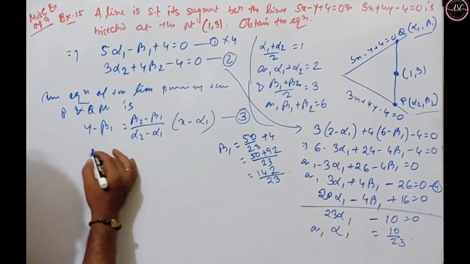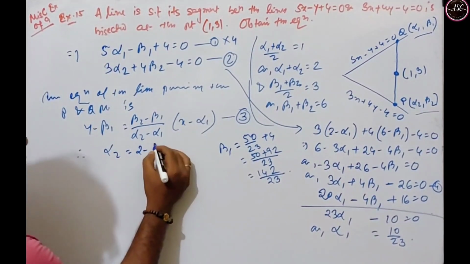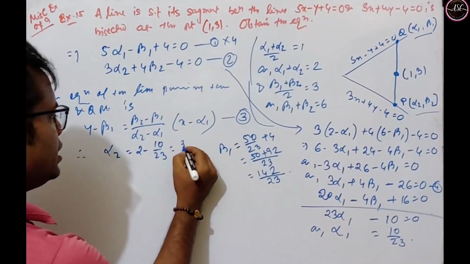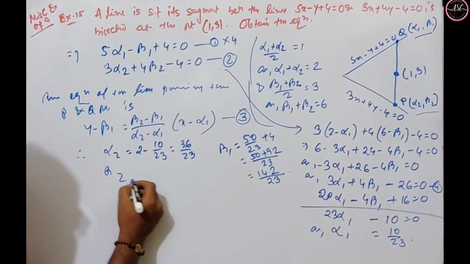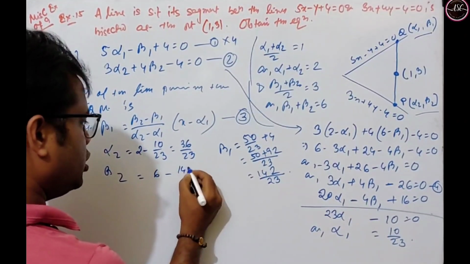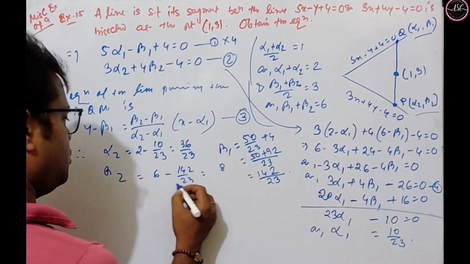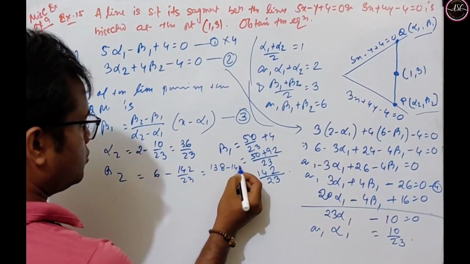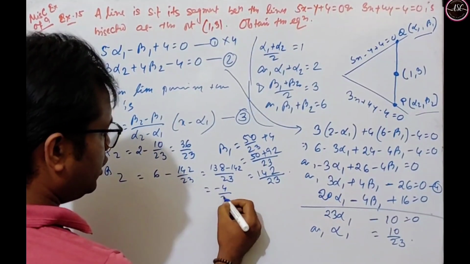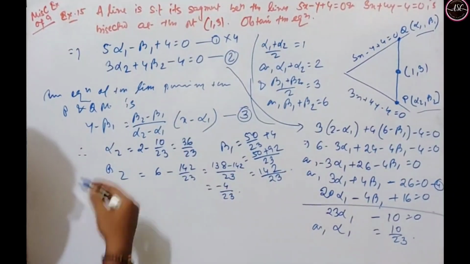So, therefore, alpha 2 equal to 2 minus alpha 1, that means 2 minus 10 by 23, that means 46 minus 10, that means 36 by 23, and beta 2 equal to 6 minus beta 1, that means 6 minus 142 by 23, that means minus 4 by 23. So now putting this value to this equation 3, we get the equation of the line.